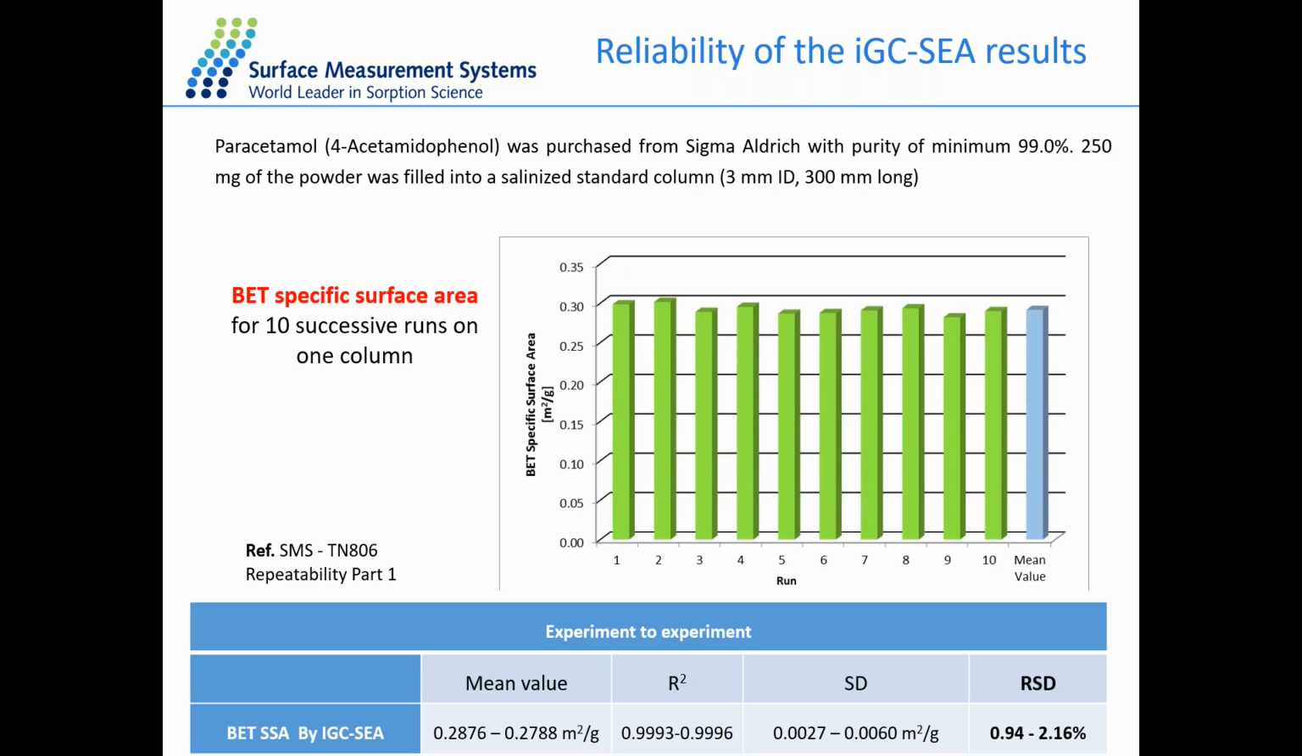So here, IGC as a gas chromatography technique has really good reproducibility. Here we use the pharmaceutical powder, paracetamol, as an example, and we did 10 different runs on the same column. The result we get for this pharmaceutical powder is about 0.27 to 0.28 square meter per gram, with the RSD around 2%, which shows really good reproducibility of the IGC measurement.